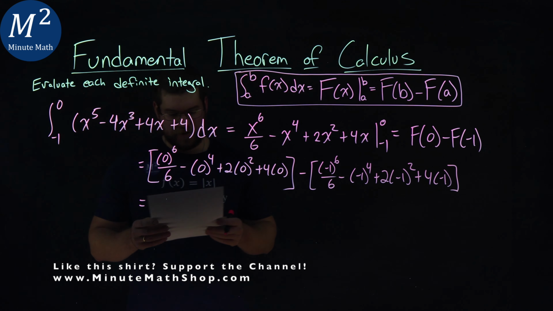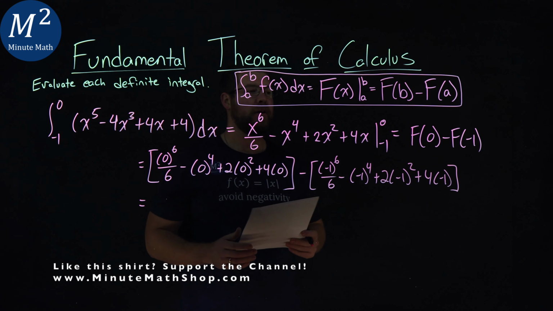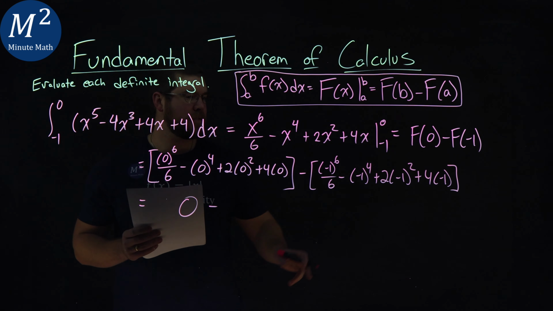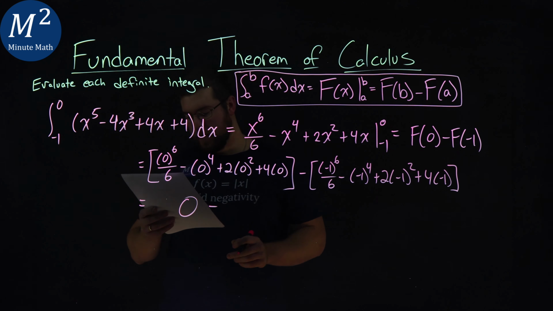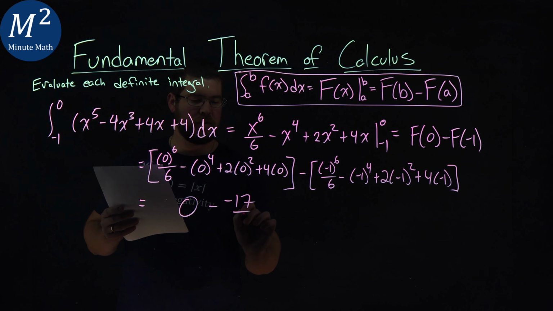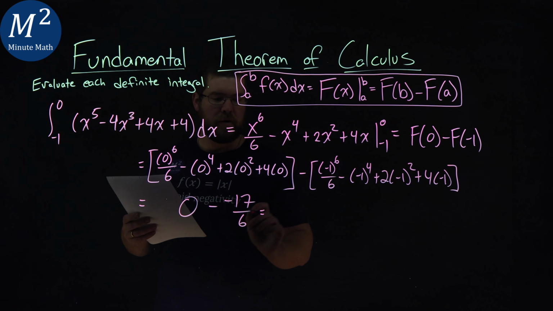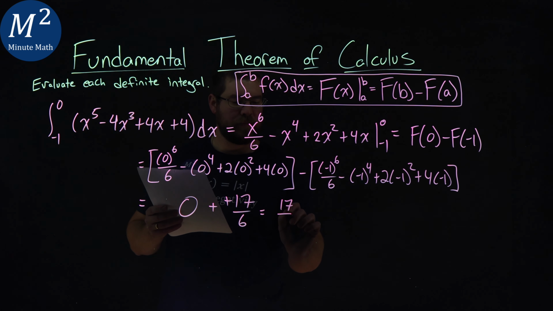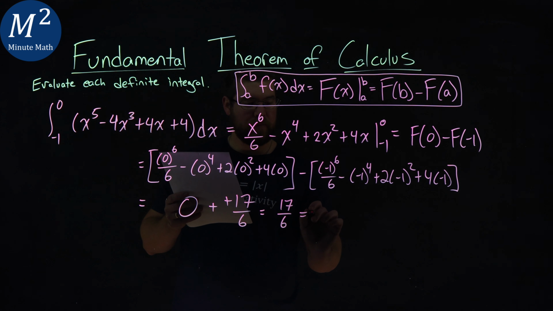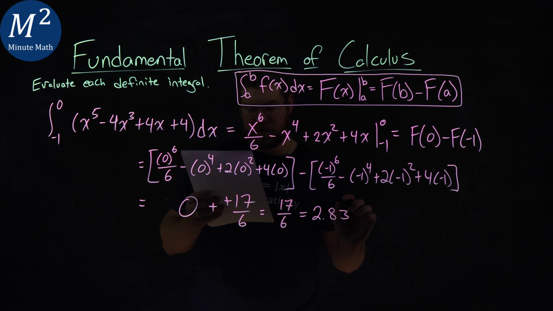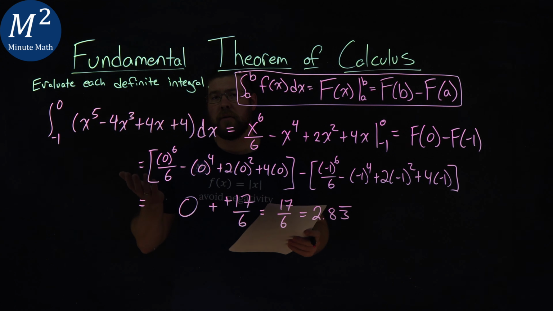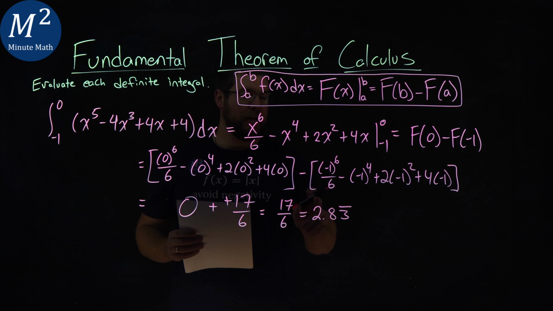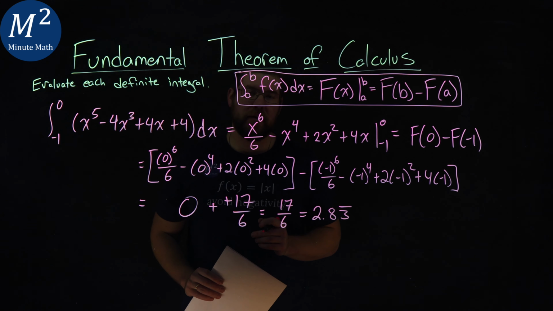Now, luckily for us, I've done it all, this whole first part, our f of 0, comes out to be 0. You're welcome. Minus this whole part, our f of -1, comes out to be -17 over 6. Well, we know subtracting negatives, adding a positive, so we just have 17 over 6 here, which is equal to 2.83 repeating. And so there we have it. Our integral from -1 to 0 of our function is 2.83 repeating.